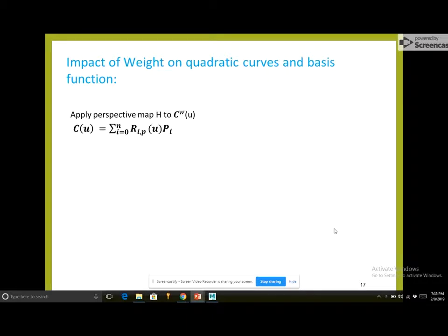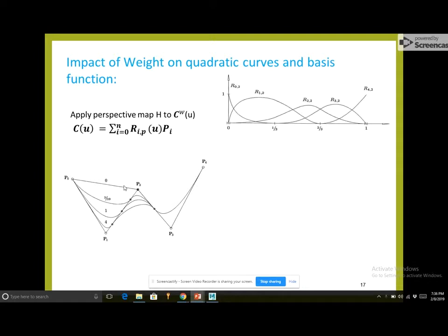Now let us see the impact of weight on quadratic curves and basis functions. So this is a quadratic curve. The concept is similar to the previous one. When the weight increases, the curve is pulled towards the control point, and when the weight is decreased, the curve moves away from the control point. When the weight is 0, then it has no impact on the curve. So that's how it works.